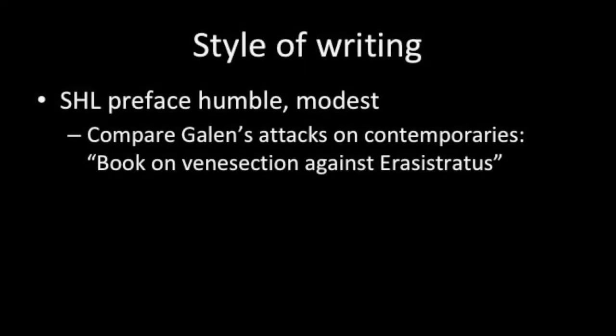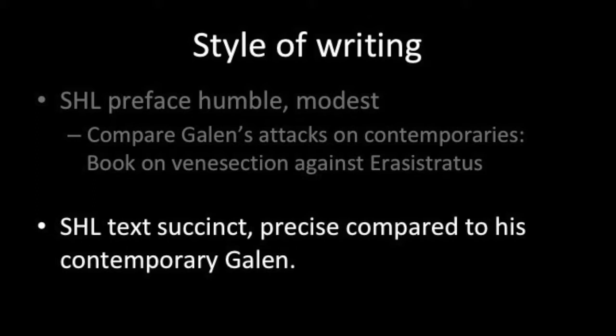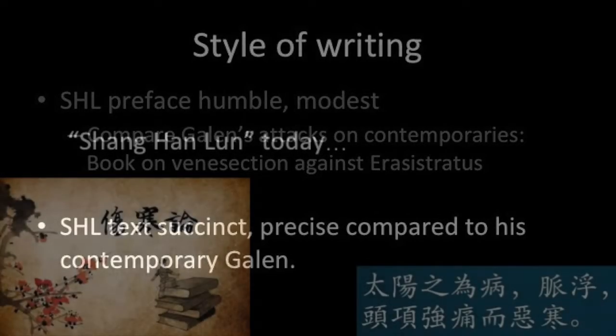It's interesting to compare the style of writing of his text with that of his Greek contemporary, Galen of Pergamon, who was to influence Western medicine for many centuries. Even though Zhang Zhongjing is critical of other doctors of his time, the preface is written in a very modest style, as compared with Galen's vitriolic ad hominem attacks on his contemporaries. In terms of the medical text itself, the language is succinct, precise and practical, compared with Galen's wordy and infamously long sentences, which mix opinion with recommendations.